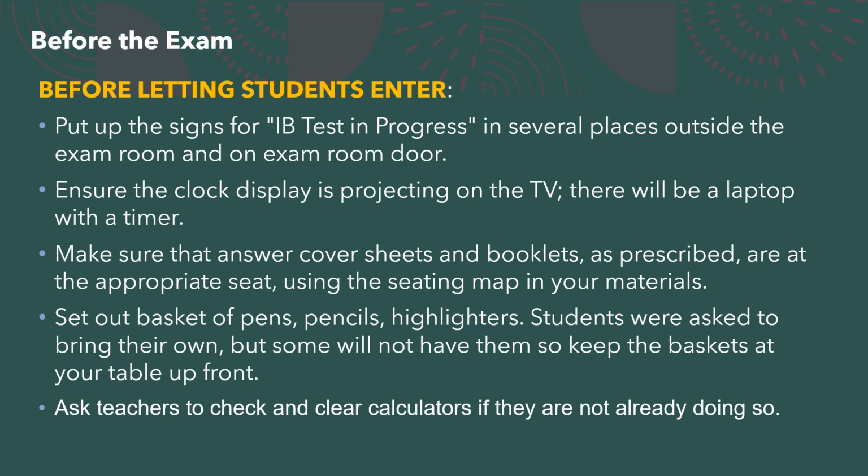Now, before the exam, before letting students enter, we need to put up the sign that says IB test in progress in several places outside the exam room and on the exam room door. If it's a small room, we just need to put maybe one up front in the exam room and one on the door. If it's a large room like the hall or when we have 3 rooms together, then you're probably going to use several inside the exam room as well as the one on the door.